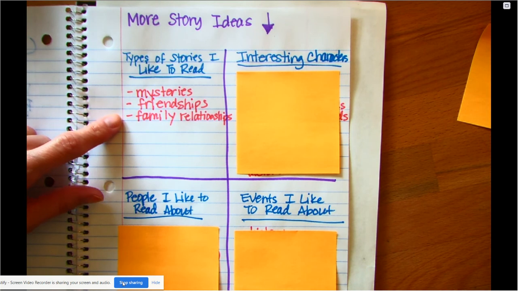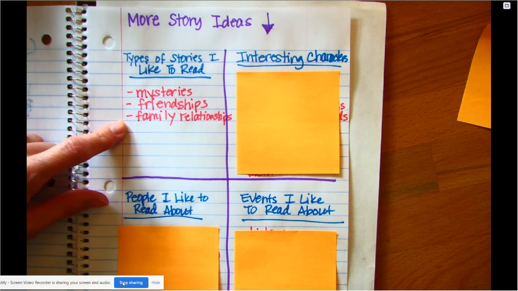And things like family relationships, because I'm a mom and I'm a wife, right? And I have kids, so I like to read stories about things that I know about. So these are just a few ideas of things that I like to read.